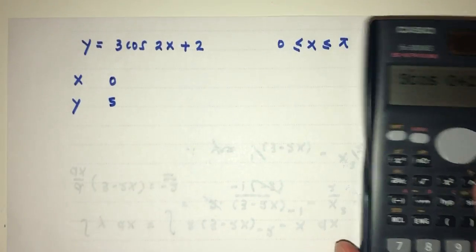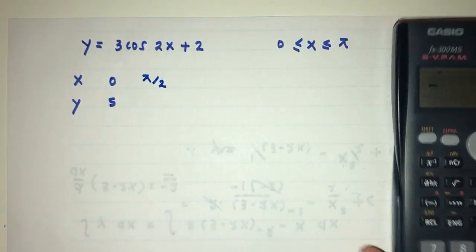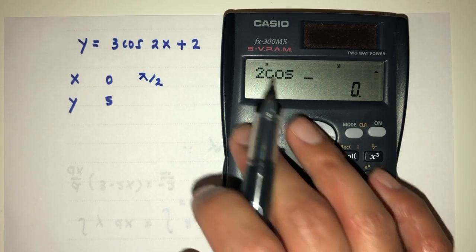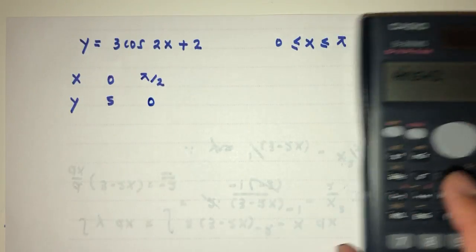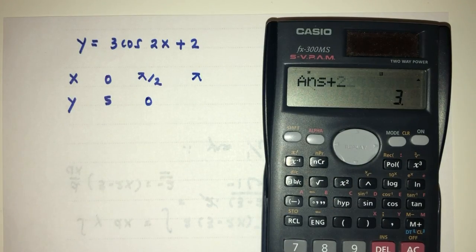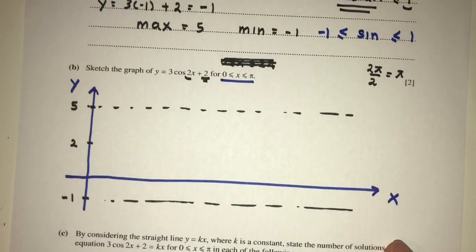Okay, so now what else can we use? Let's do pi by 2, for example. So we have 3 cos of 2 times pi by 2, which becomes cos of pi. So 3 cos of pi is minus 3, plus 2, that will be minus 1. Then we can use pi. That will be 3 cos of 2 pi plus 2, that will be 5. Okay, as you can see, we have an idea where the points might be. So when x was 0, it was 5.